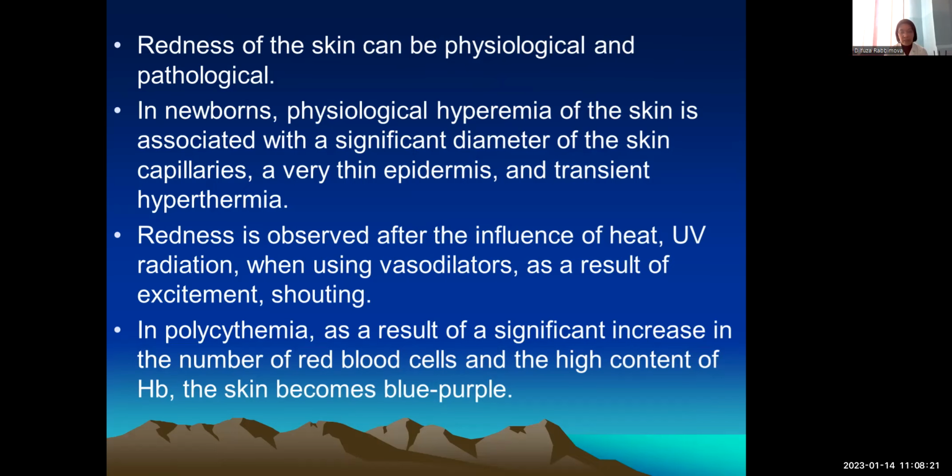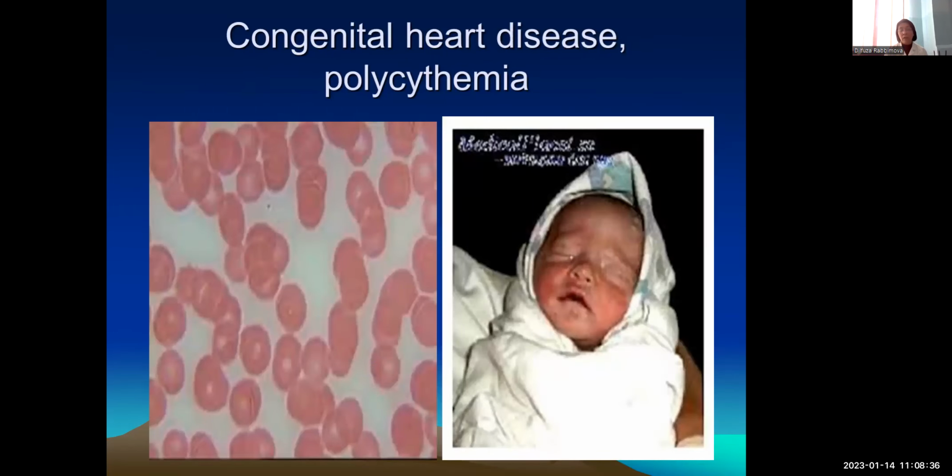In polycythemia, as a result of a significant increase in the number of red blood cells and the high content of hemoglobin, the skin becomes blue-purple. In this picture, you can see a baby with pathological hyperemia and pathological bluish cyanosis in some congenital heart disease, for example, tetralogy of Fallot.